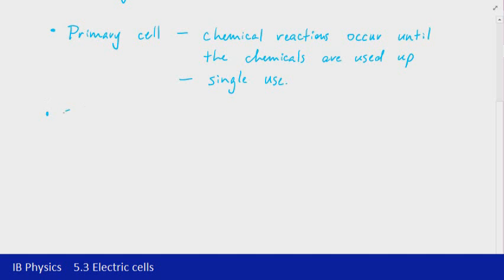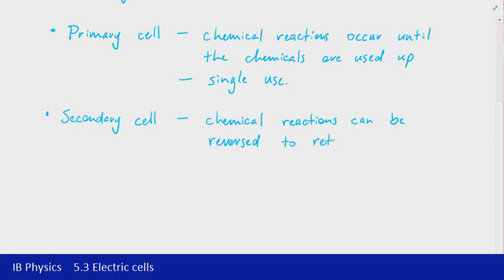The other type of cell is a secondary cell, and with a secondary cell, those chemical reactions that occur can be reversed. By allowing those reactions to occur, we have that conversion of chemical potential energy to electrical energy, but we can then reverse those reactions, basically just by pushing current through it in the opposite direction, and so those chemicals are returned to their original state as electrical energy is converted back to chemical potential energy.